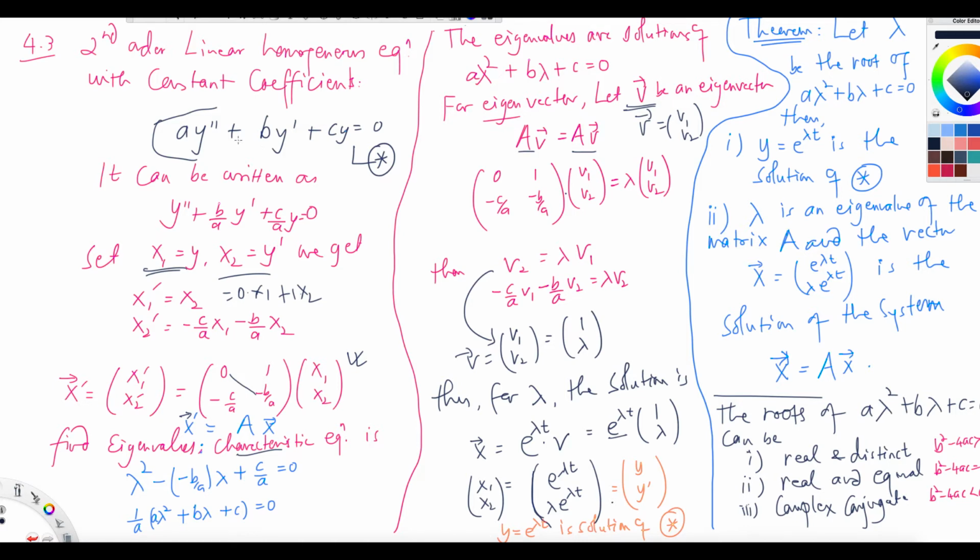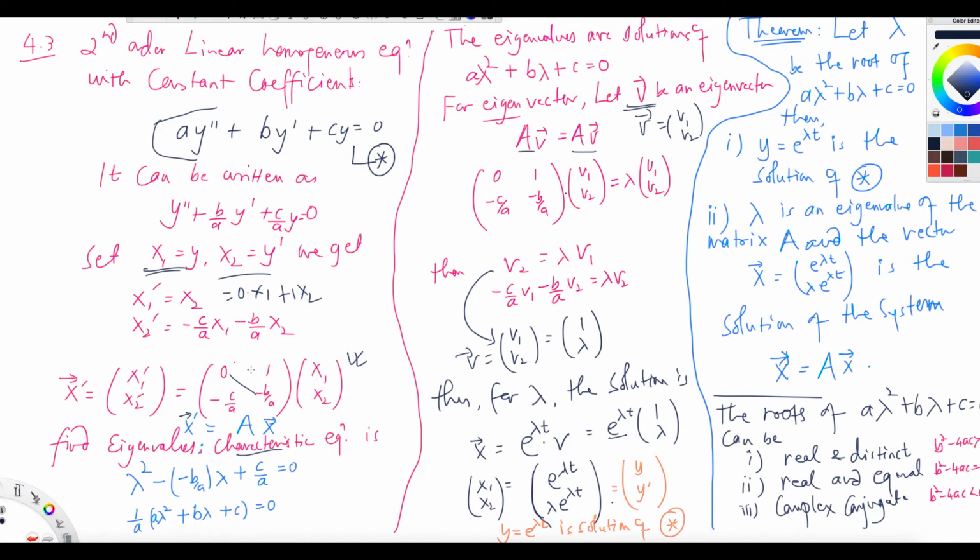So if you have the eigenvalue lambda of this second order linear homogeneous equation with constant coefficients, then its solution is y equals e to the lambda t, that eigenvalue times t, will be the solution. Okay, let us summarize what we just did here as a theorem. Let lambda be the root of a lambda square plus b lambda plus c equals 0. Then y equals e to the lambda t is the solution of this star. So one of the solutions is y equals e to the lambda t. And lambda is an eigenvalue of the matrix A.